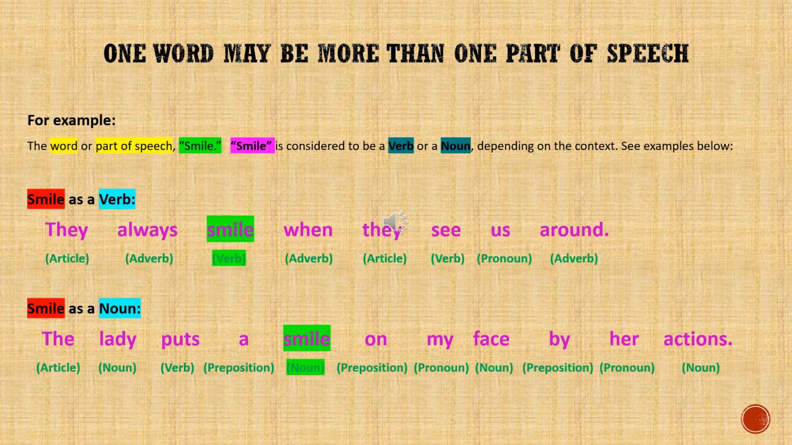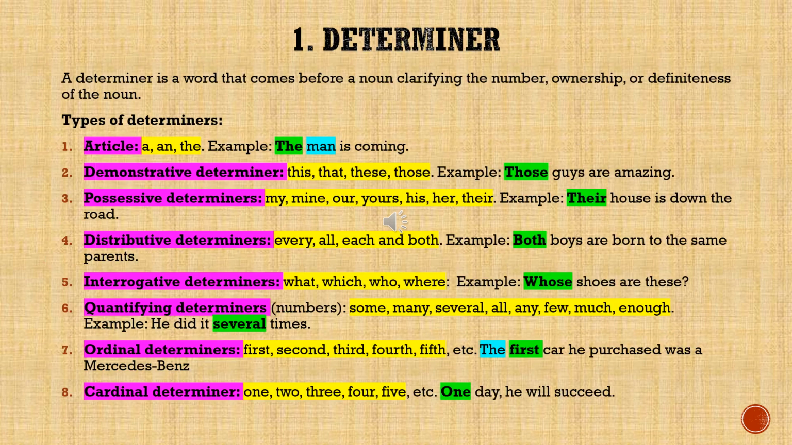Now, we will move to the next stage of this video where we will start looking at the 9 parts of speech one by one. And as we progress in our videos, we will be having a profound analysis of each of them. The first part of speech on the list is determiner.